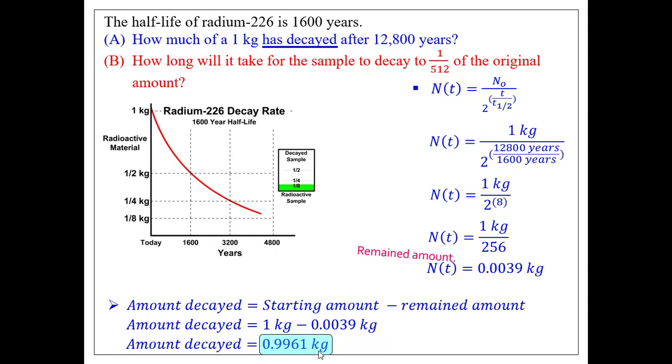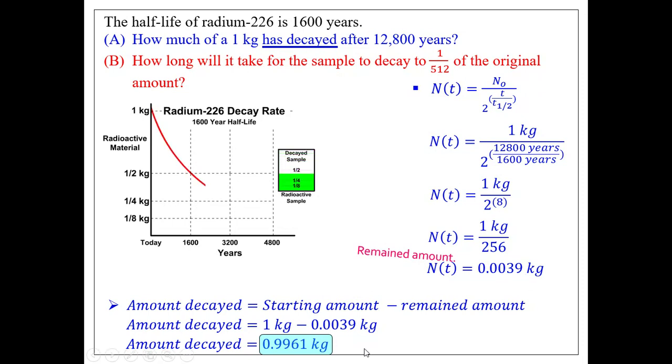So be careful with the wording, such as how much remains. If it asks you how much remains, you would have been done with this 0.0039. If it asks you how much has decayed, you would just have to take it a step farther and subtract it from the original amount, whatever the original amount is. It's just for this one, it happens to be 1 kilogram.